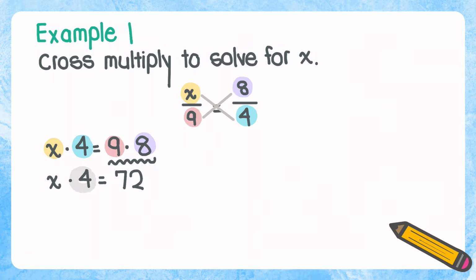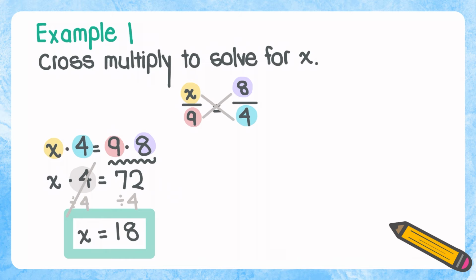And I want to isolate x, so I want to get rid of this times 4. We can do so by dividing both sides by 4, because division is the opposite operation of multiplication. And feel free to use your calculator for these examples. So what is 72 divided by 4? 18. So we've solved that x equals 72 divided by 4, which equals 18. So we solved for x and we found out that x equals 18.